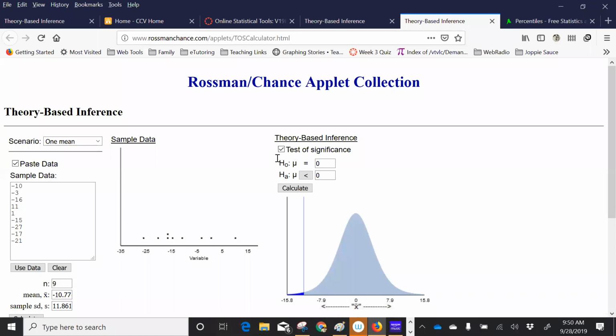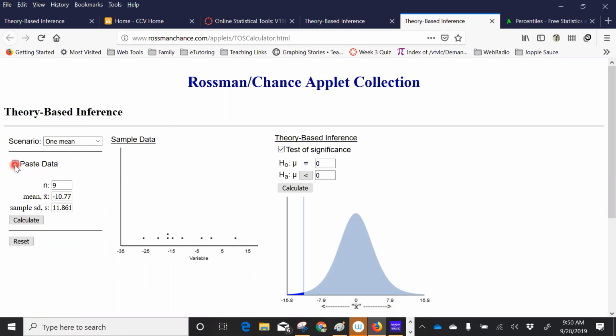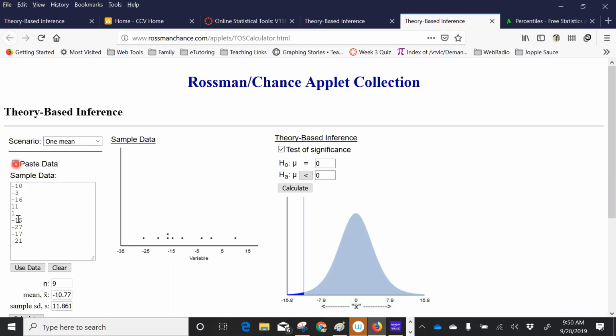I'm just thinking maybe I should show you how to get the data in here in case somebody's having a hard time with it. So I'm back at that Rossman Chance applet. I've got the old data that I used before, and the summary statistics are there. So I'm going to clear the data that's in there, and then I'm going to just paste it in, Control V. I'll use the data, and there's that dot plot.